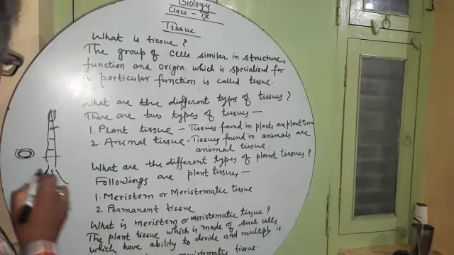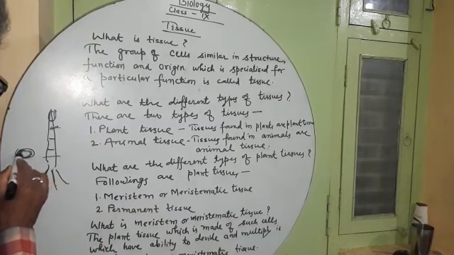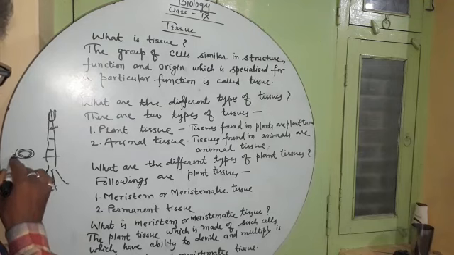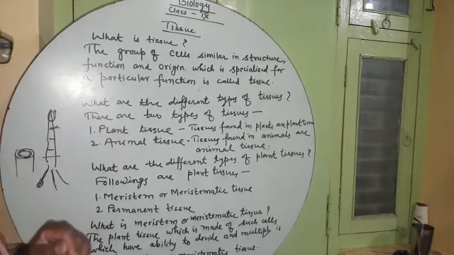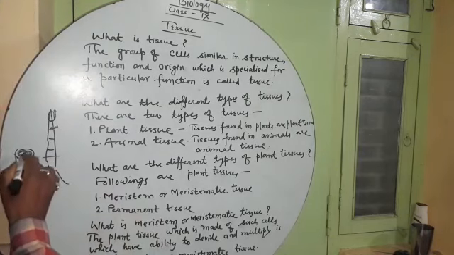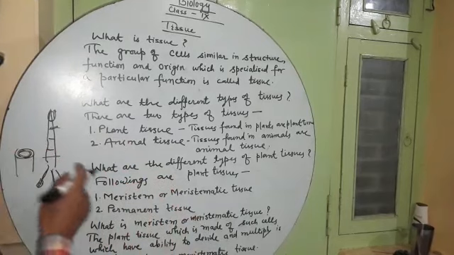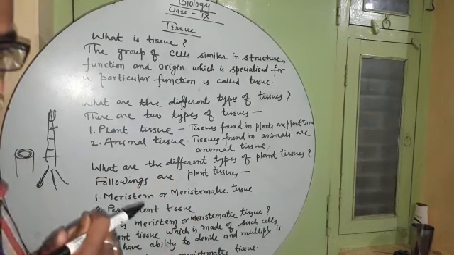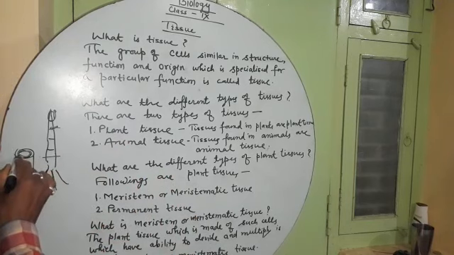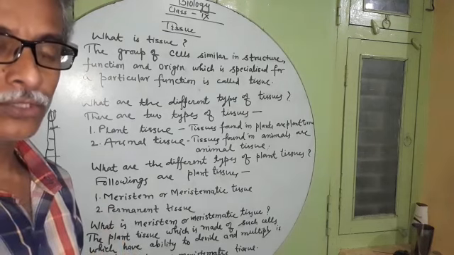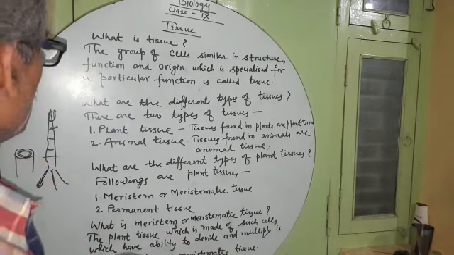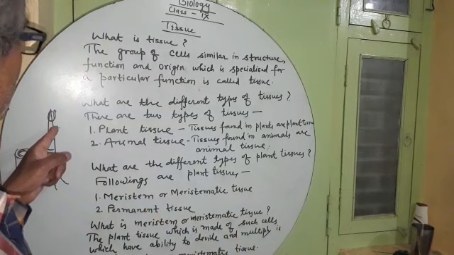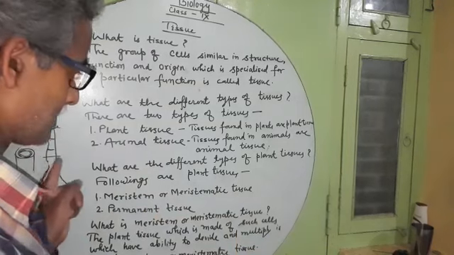And the cells which are found here as a ring, these make a ring in the shoot. These grow, these divide, these multiply, and thickness increases. These are found in the lateral region. So the meristeme found here is called lateral meristeme. So there are three types of meristeme: apical meristeme, intercalary meristeme, and lateral meristeme.